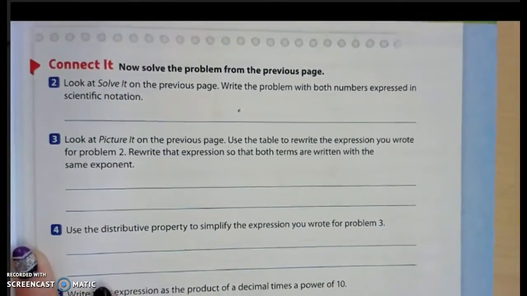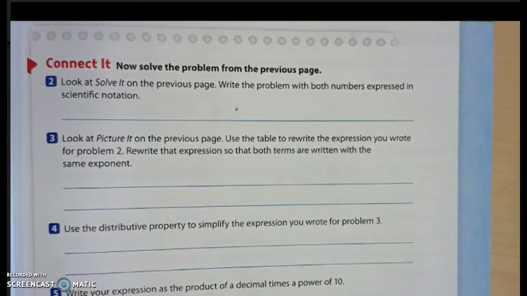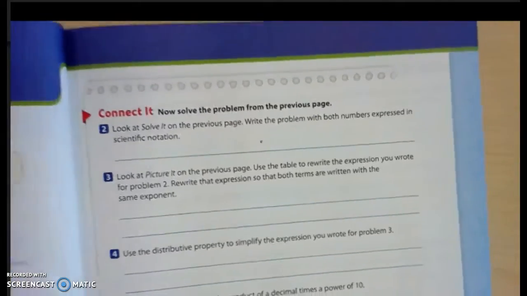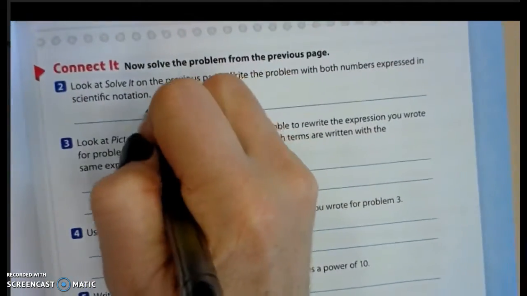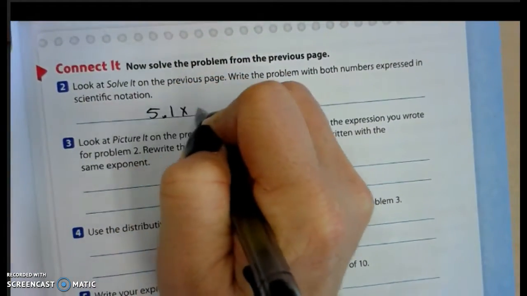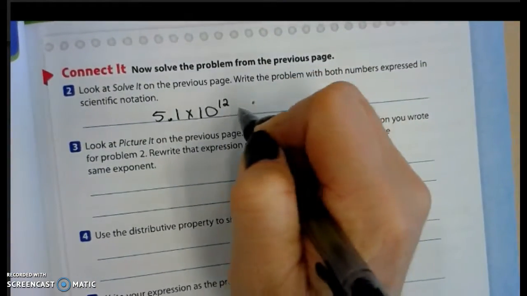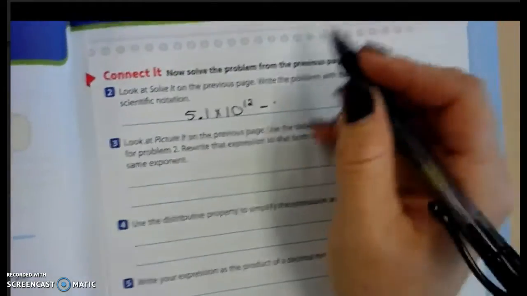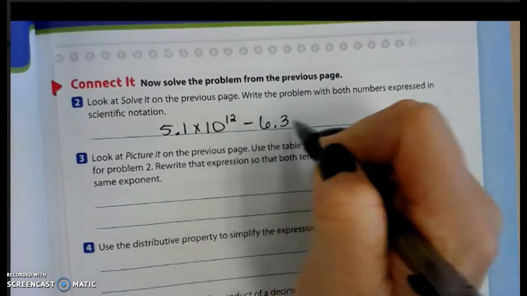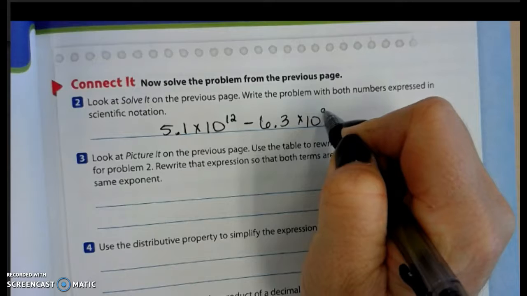Number 2. Look at the solve it on the previous page. Write the problem with both numbers expressed in scientific notation. We've got 5.1 times 10 to the 12th minus 6.3 times 10 to the 9th.